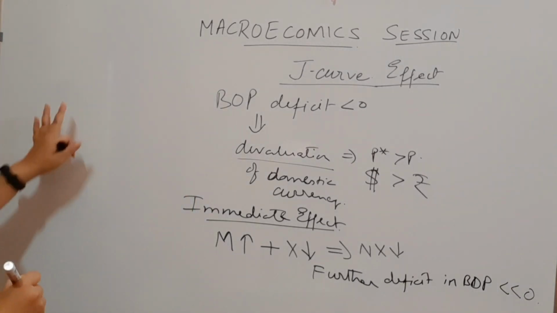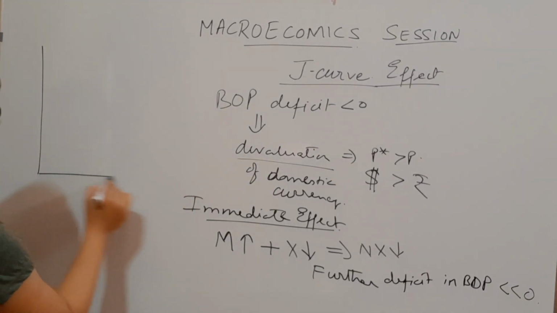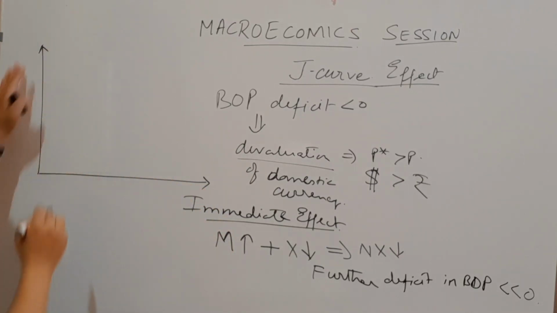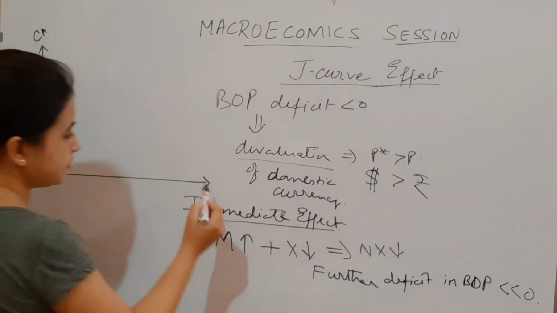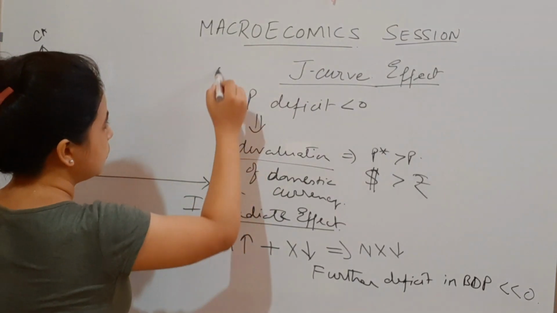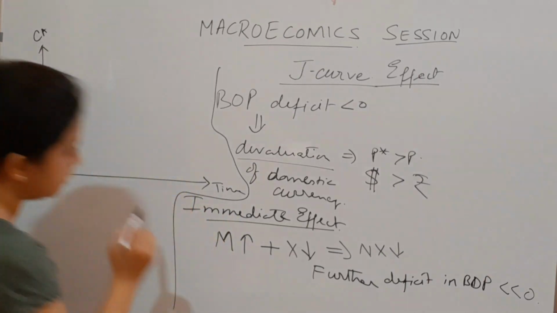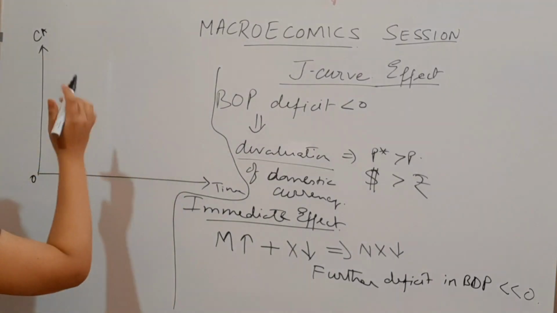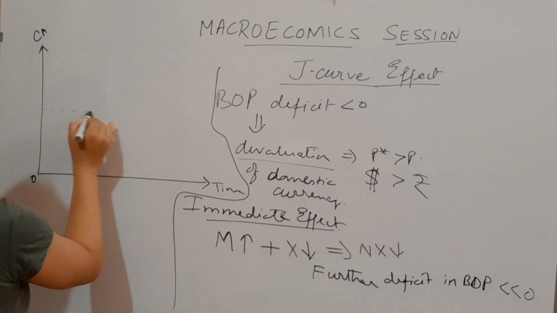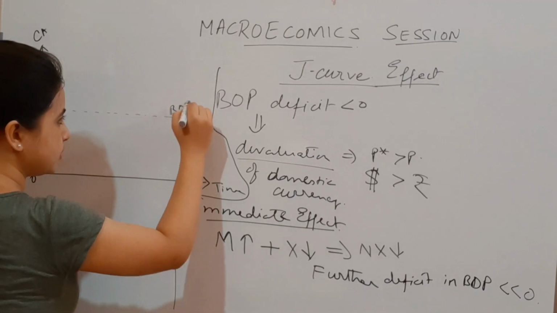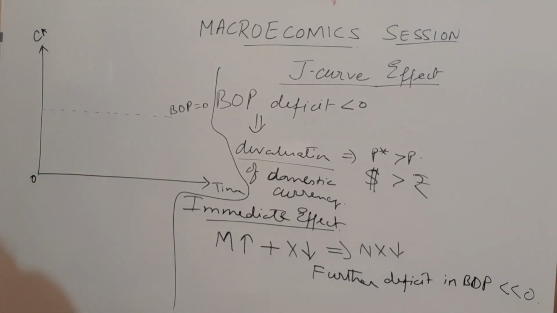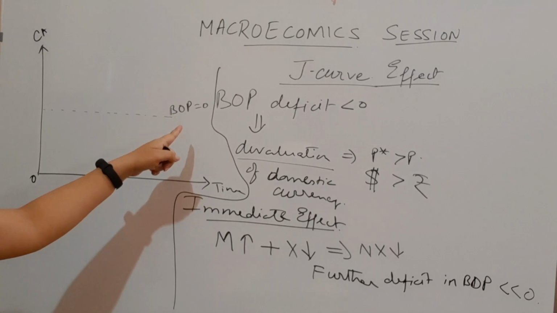If I want to draw it, let me draw it over here, then only you can relate it. So here on the y-axis, I am measuring my current account. I am writing it as CA. And on this horizontal axis, let's say I am measuring time. Alright, so if this is my situation, this dotted line represents the situation where BOP is equal to 0.